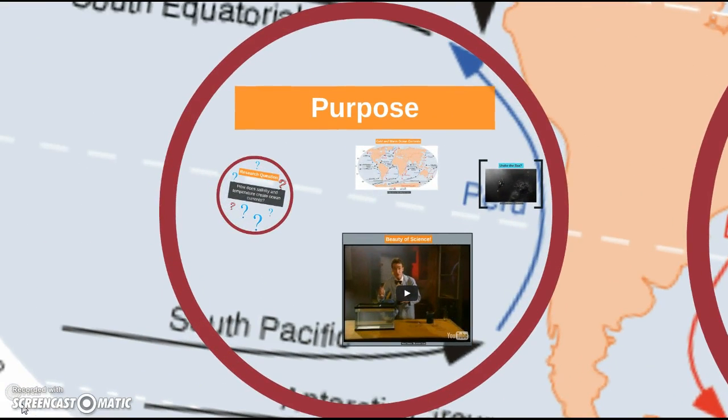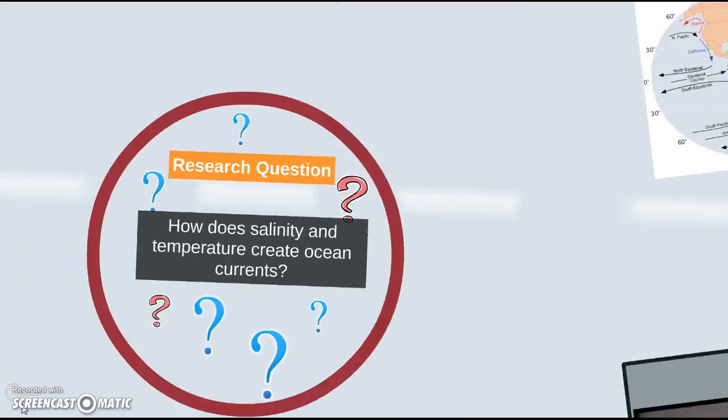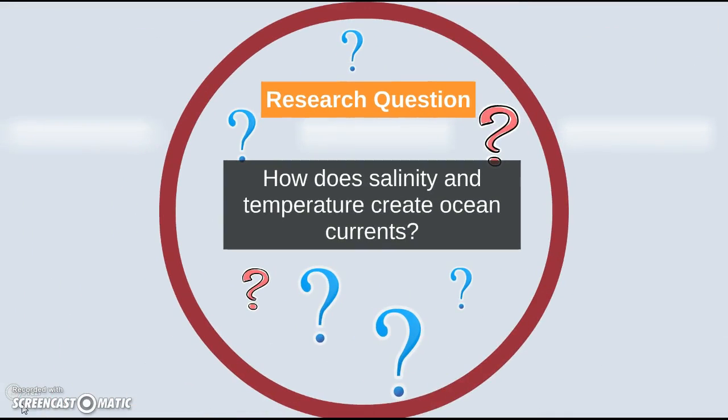In Chapter 15 of your Earth Science textbook, you read about the chemical and physical properties of saltwater, as well as what causes ocean currents. In the Ocean Currents Lab, you'll explore in more detail how factors like temperature, density, and salinity affect the movement of ocean water. During the lab, you'll answer the following question: how does salinity and temperature create ocean currents?